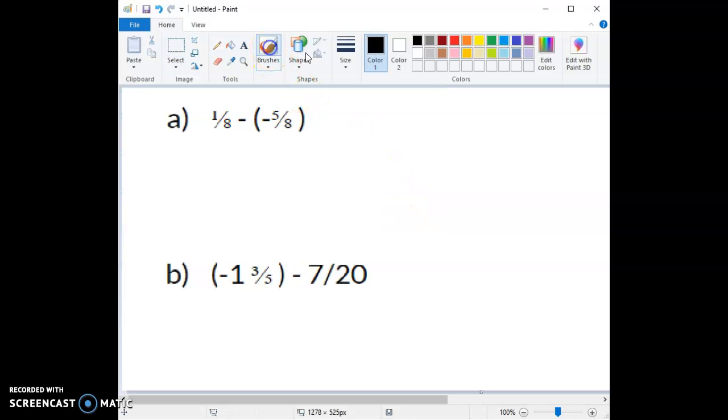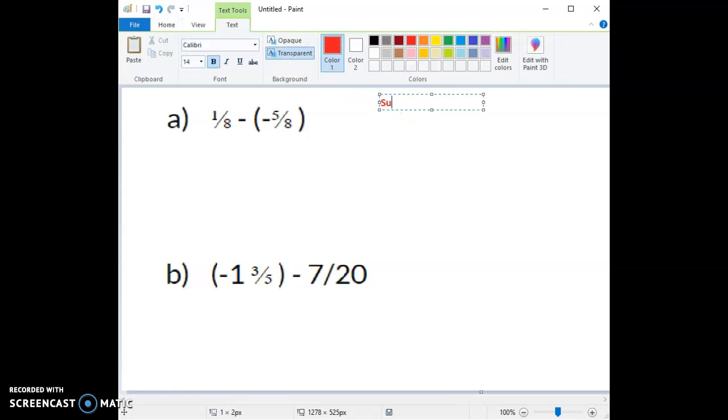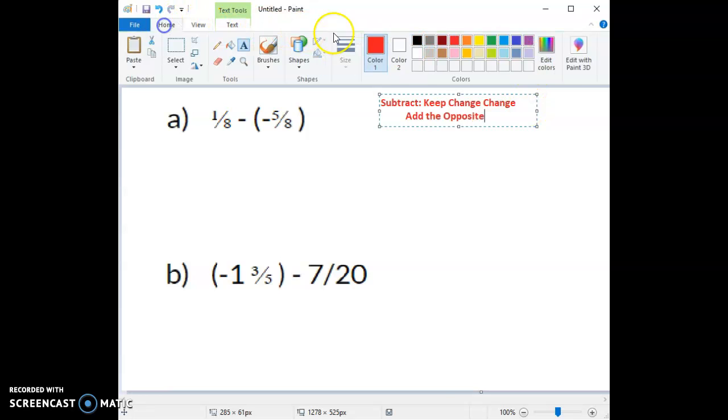So today we're going to work with fractions and negative and positive numbers. First thing we're going to remember is that when we see subtraction, we're going to think of it as keep, change, change. Or you can think about it as add the opposite. I know some of you like the other words. Okay? So let's go ahead and do that.